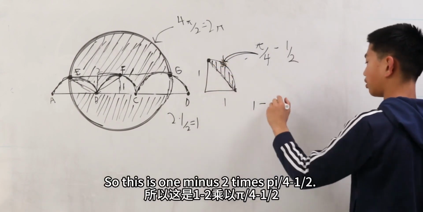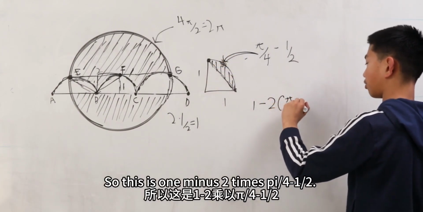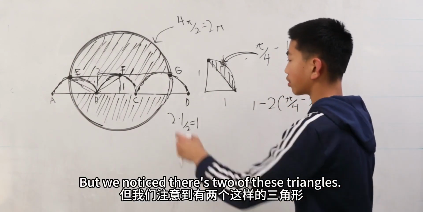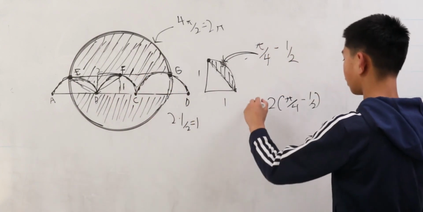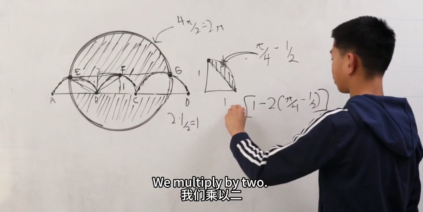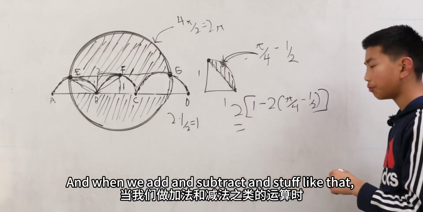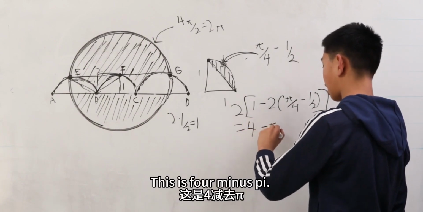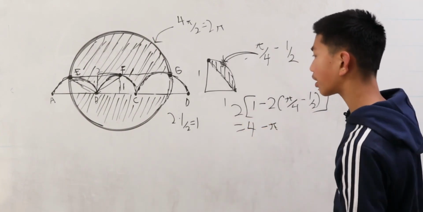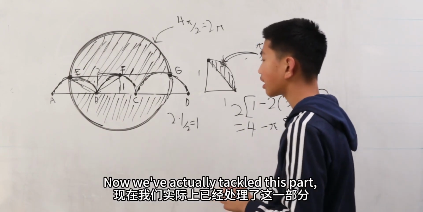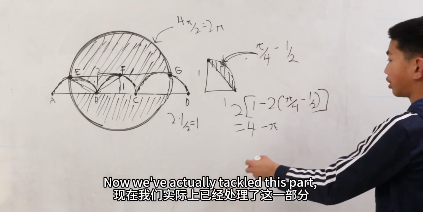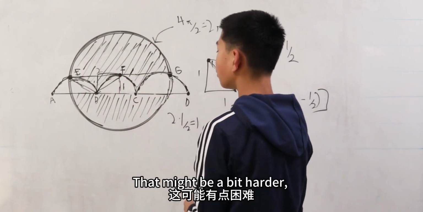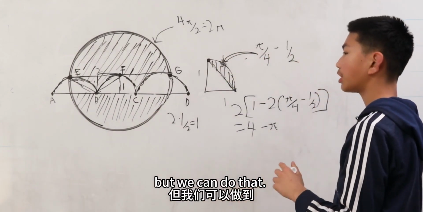So this is 1 minus 2 times pi over 4 minus 1/2. But we notice there are 2 of these triangles, so we multiply by 2. And when we add and subtract, we get that this is 4 minus pi. Okay, now we've tackled these two sections. Now we just have to find what this is. That might be a bit harder, but we can do that.